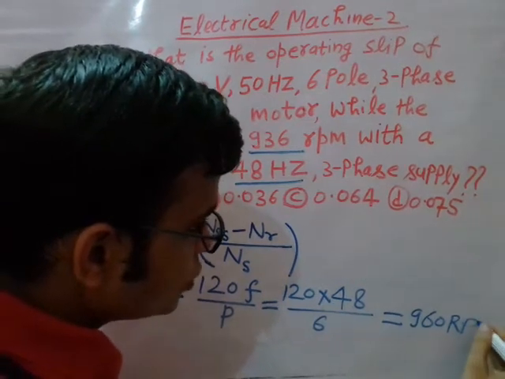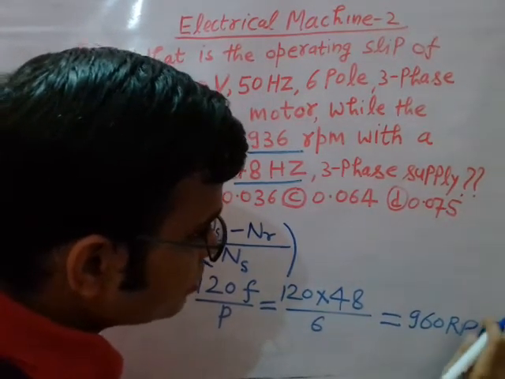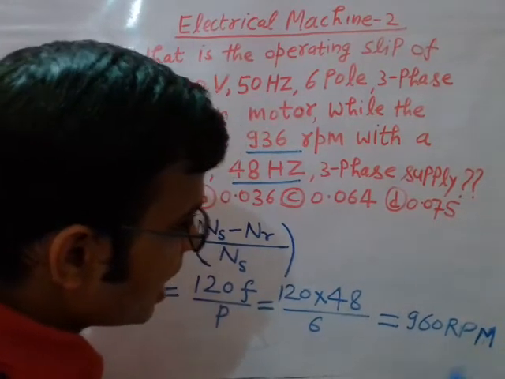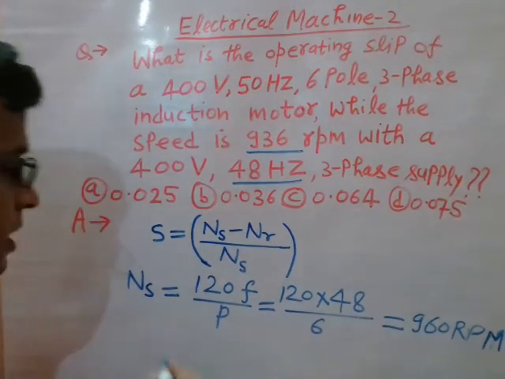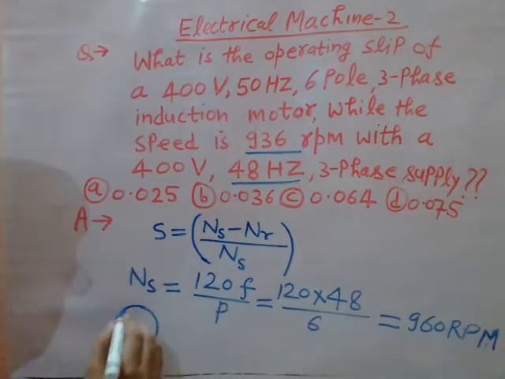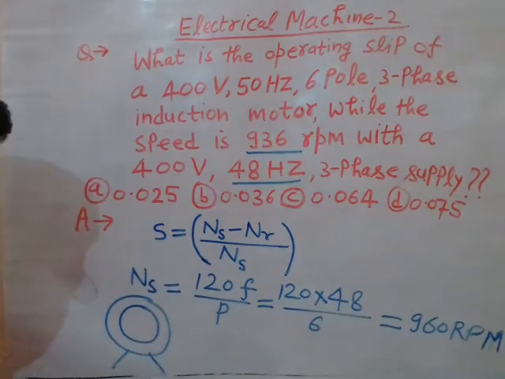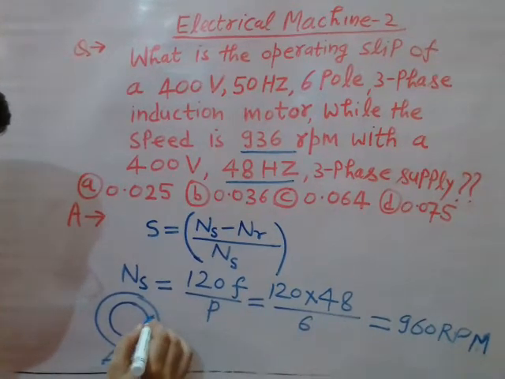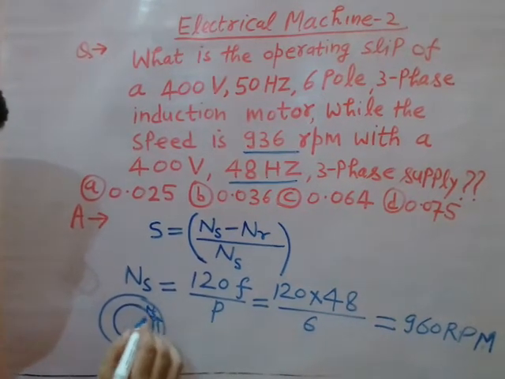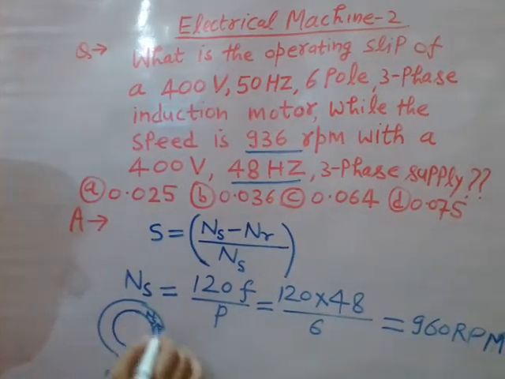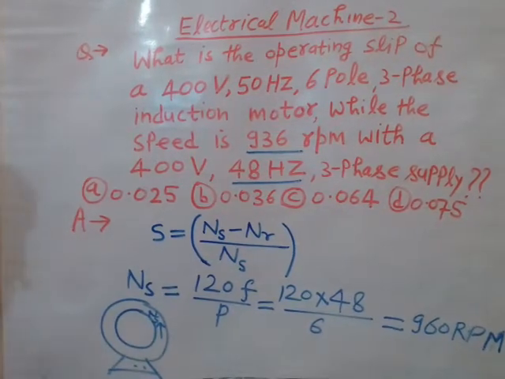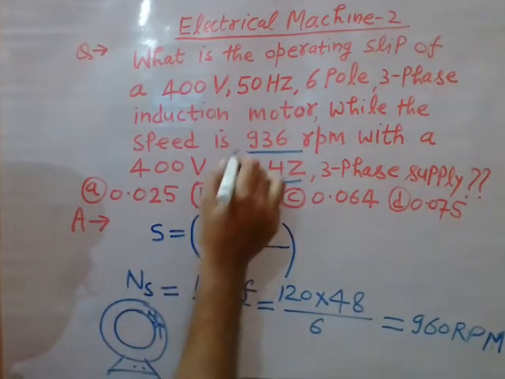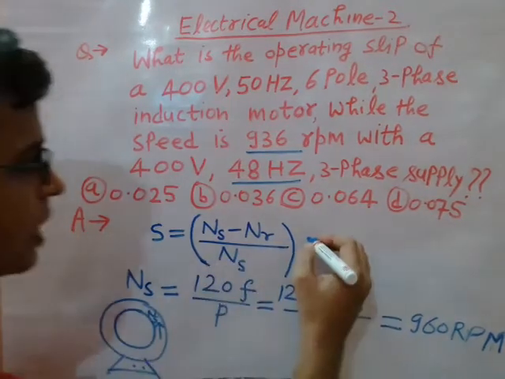This is the synchronous speed. That means it is the speed at which the rotating magnetic field is rotating in the air gap between stator and rotor in the induction motor. With this speed ns the rotating magnetic field is rotating, and the rotor is rotating at 936 rpm.